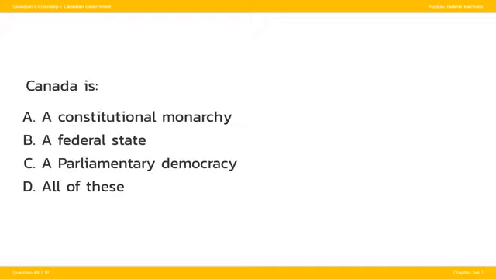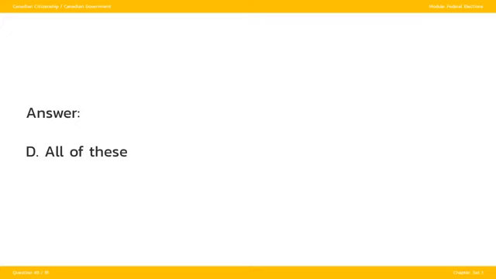Canada is A. A constitutional monarchy. B. A federal state. C. A parliamentary democracy. D. All of these. The answer is D. All of these.